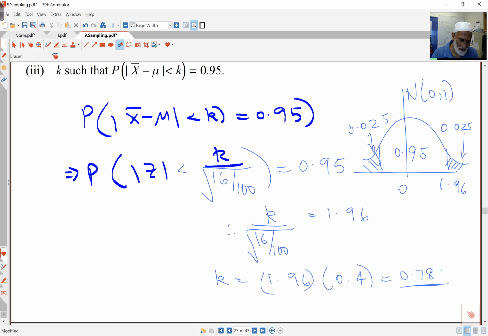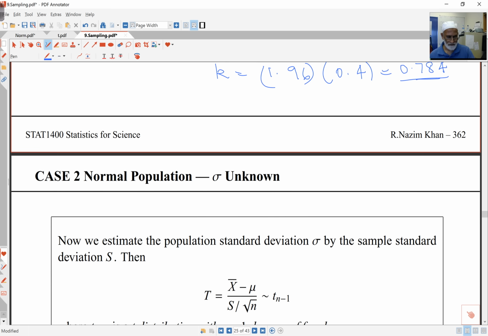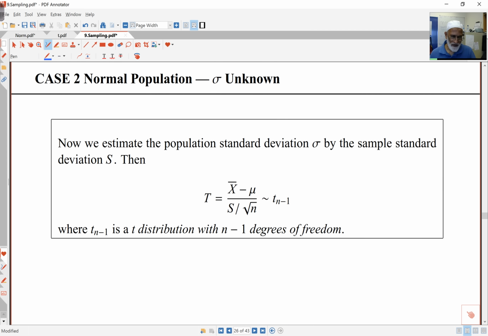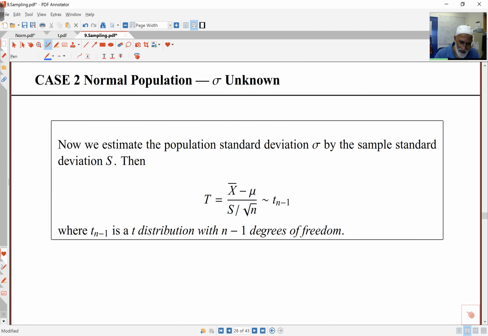So some of these ideas we'll be using again in the next chapter on estimation. Second case, population is normal but sigma is unknown. So what happens here is I'll replace my sigma by my sample standard deviation S. And so previously I had here X bar minus mu on sigma on root n. But now that sigma has been changed to an S, that changes the distribution to a t distribution. A little bit subtle here, but changing sigma to S changes the distribution.